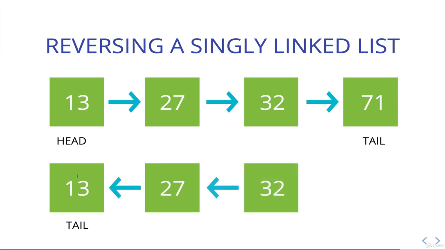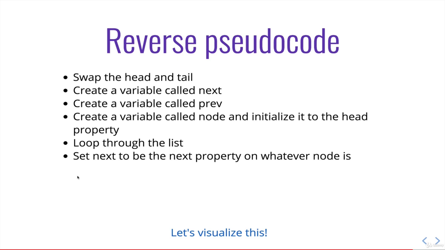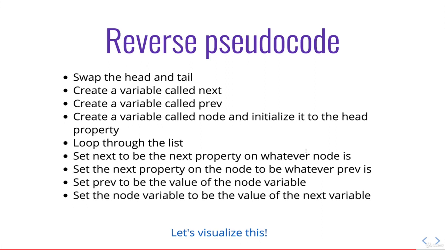And then from there, we're going to loop through the list. And we're going to set the next variable to be the next property on whatever our current node is. So that's what I talked about. We're going to store the current next, so that once we change the .next to the item that came before it, we haven't lost that connection forever. So then we're going to set the next property on the node to whatever the previous was. And then we set previous to be the value of the node variable, set the node variable to be the value of the next variable. Like I said, try not to get too lost and hung up on the actual variable names.